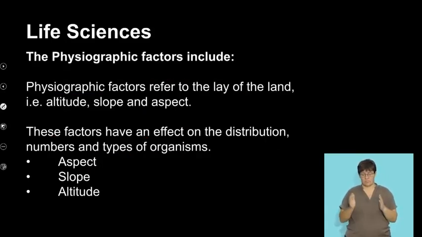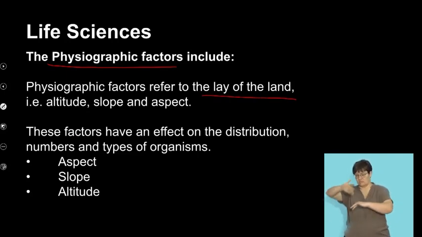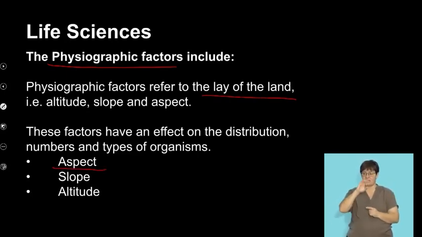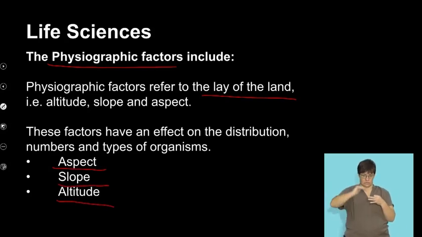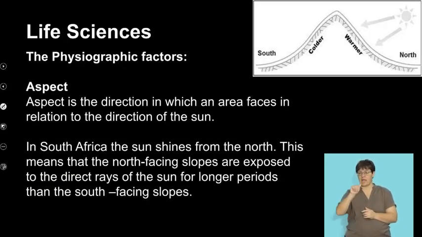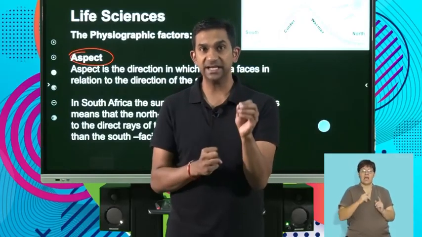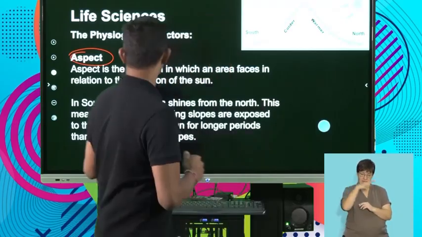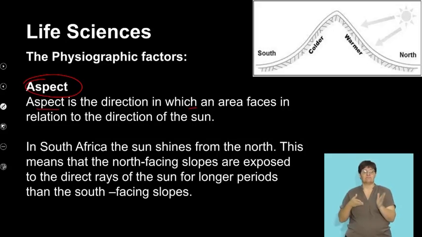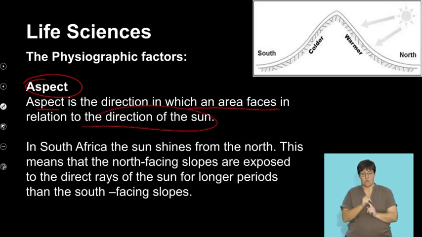The next factor that influences biotic factors are your physiographic factors. As I mentioned earlier on, this refers to the lay of the land, and there are three factors that we look at: aspect, slope, and altitude. Let's have a quick overview of what aspect is. Aspect is the direction in which an area faces the sun. And so this is significant when we talk about the access of plants to light.